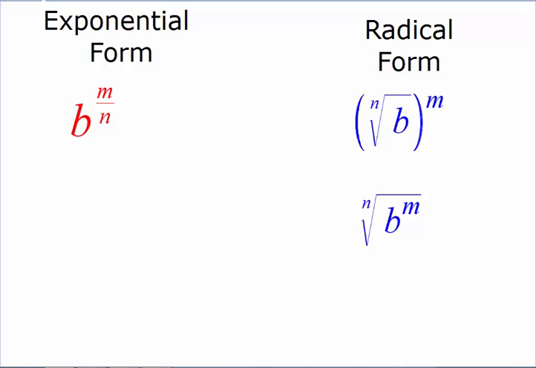So I can put the M on the B and then take the root, or I can take the root and then raise to the power of M. When we're evaluating these without a calculator, sometimes it's easier to root first, then power, and sometimes it's easier to power first and then root. But any major questions on exponential to radical form?